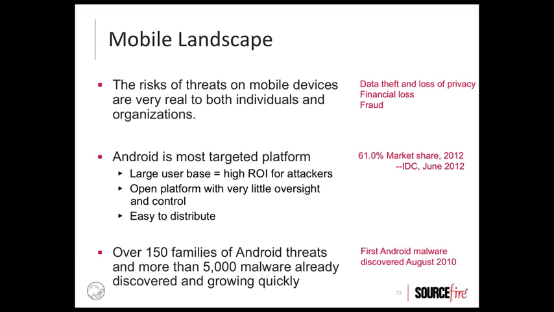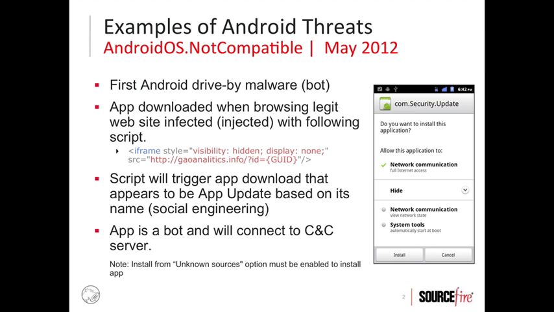To give you an example, this is Android OS not compatible. The way it works is that the attack is carried out when a user uses their Android device and browses a legitimate website that has been injected with a particular script. And what this does is when the user is browsing, the script causes the device to download an app, which poses itself as a security update.